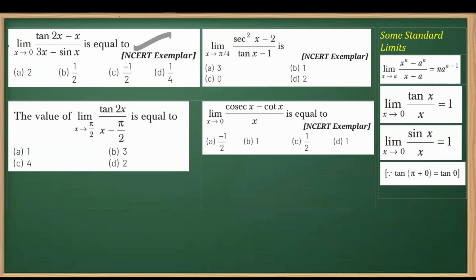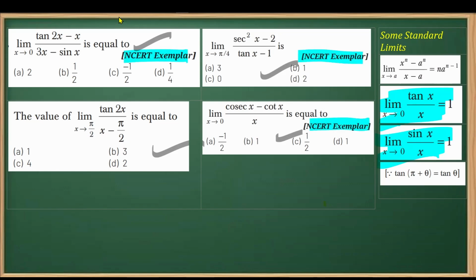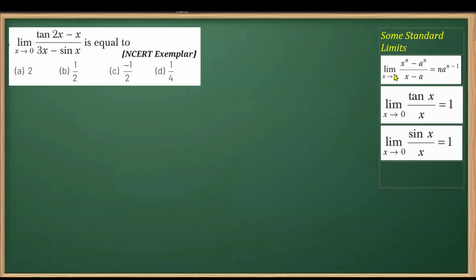In this video, we are going to do these 4 questions from the chapter limit, and they are based on some standard limits and including trigonometric identities. We'll be using these identities to solve this question. 3 of them have been taken from NCERT exemplar, and this is one textbook question, NCERT. Let's begin with the first one.